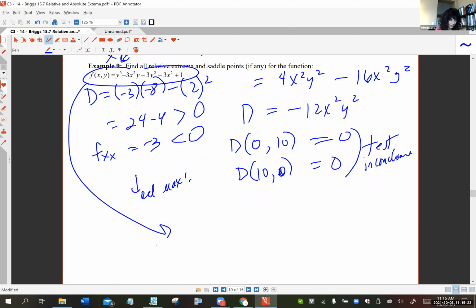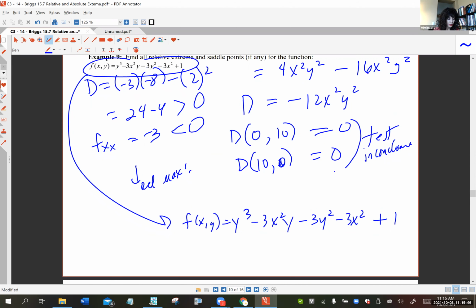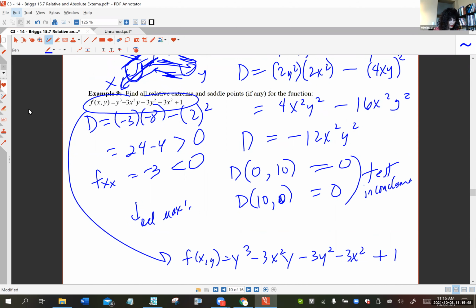So you know, go get fx and fy. Let me just copy down f of x, y here. We've got y cubed minus 3x squared y minus 3y squared minus 3x squared plus 1. That's our original function. Figure out if there's any extrema or saddle points going on for that function.